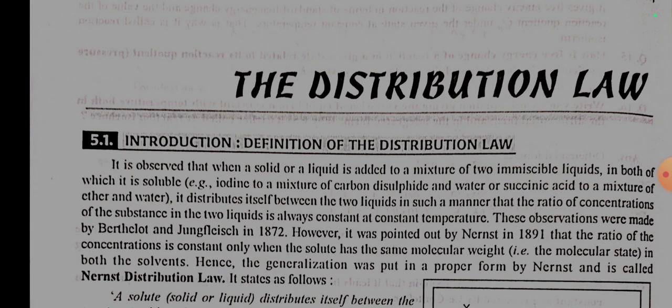These observations were made by Berthelot and Jungfleisch in 1872. However, it was pointed out by Nernst in 1891 that the ratio of the concentration is constant only when the solute has the same molecular weight, that is, the same molecular state, in both the solvents. Hence, the generalization was put in a proper form by Nernst and is called the Nernst distribution law.